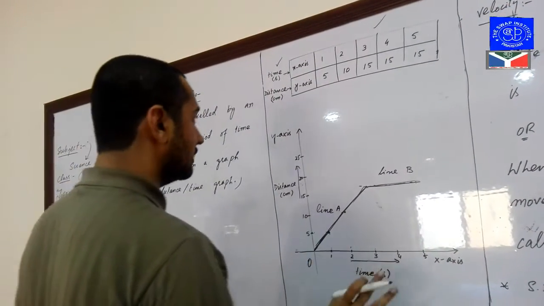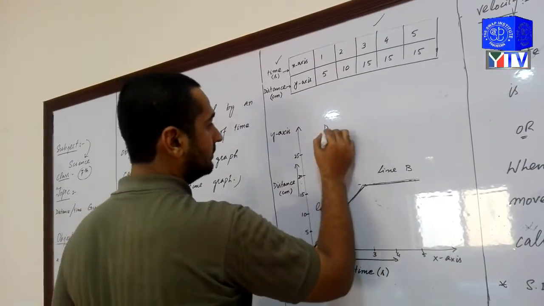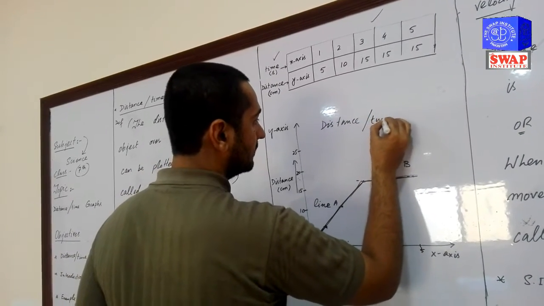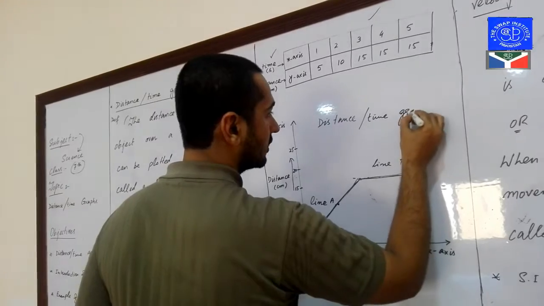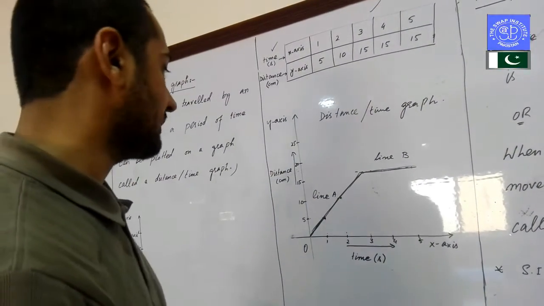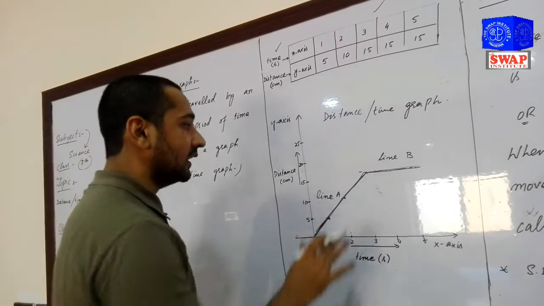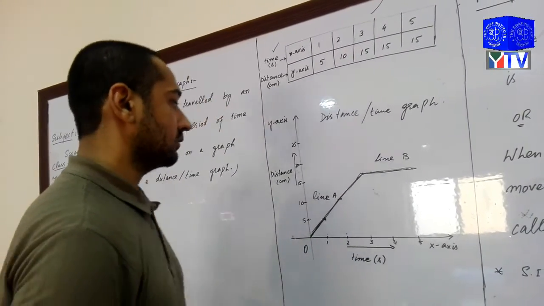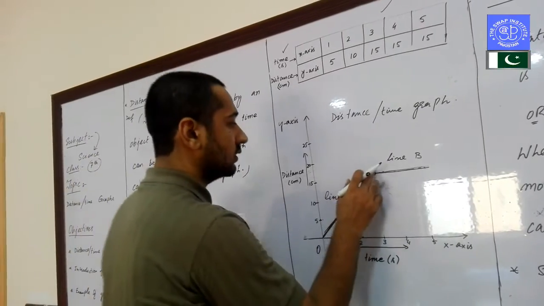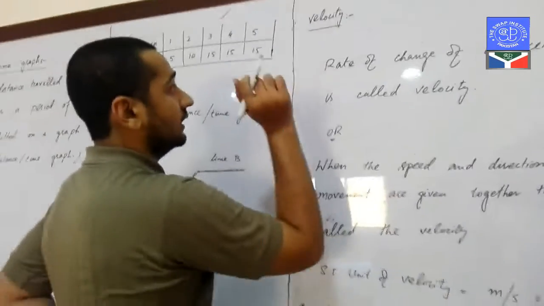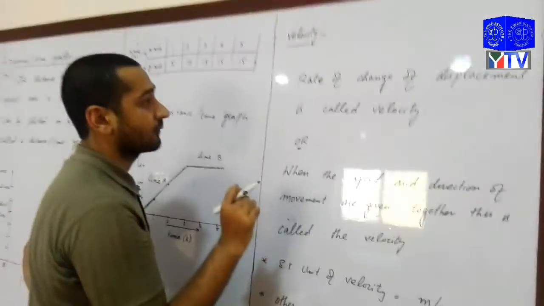This is known as the distance time graph. This is one example, the first example, and you can try the other examples, and you can ask questions on Google Classroom. Now here the velocity.